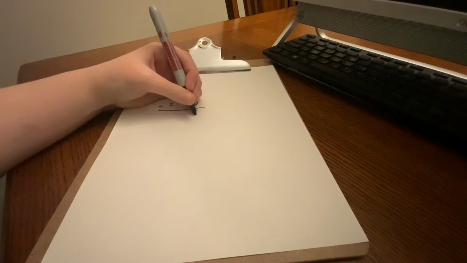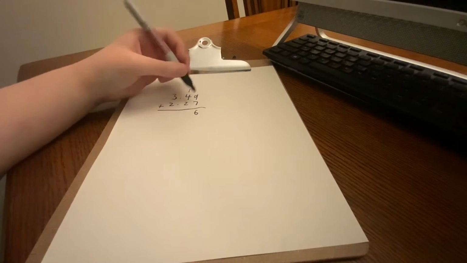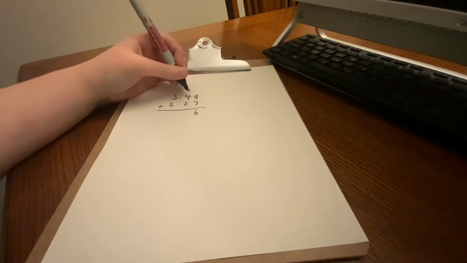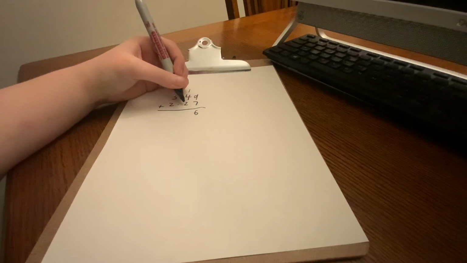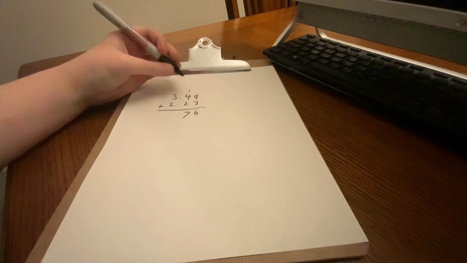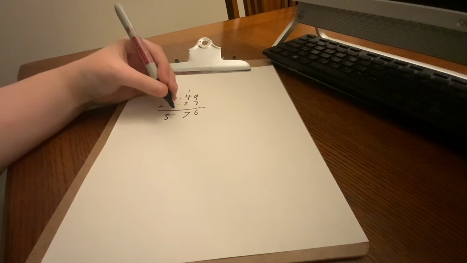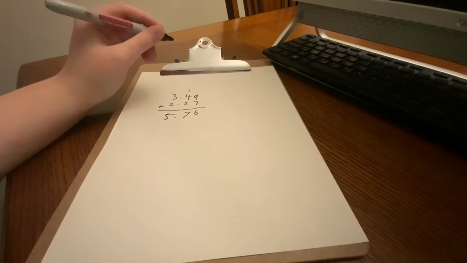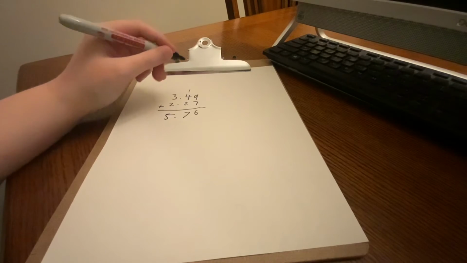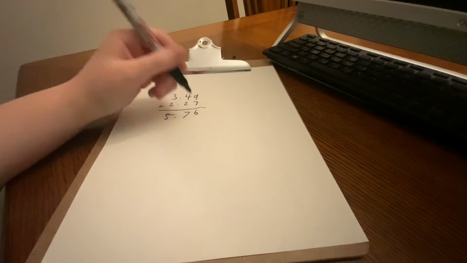9 plus 7 is 16. Put down the 6, carry 1. 4 plus 1 is 5, plus 2 is 7, so 7 down there. And then 3 plus 2 is simply 5. So your answer would be 5 and 7 sixths. No, 5.76.